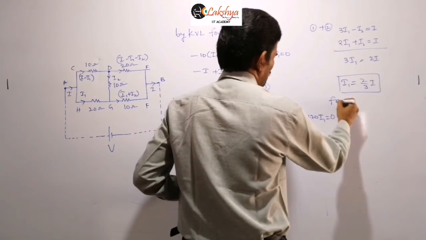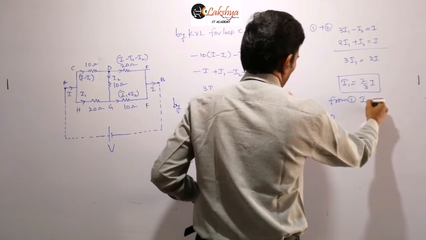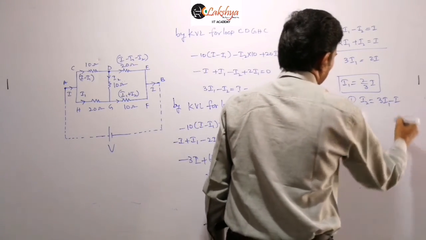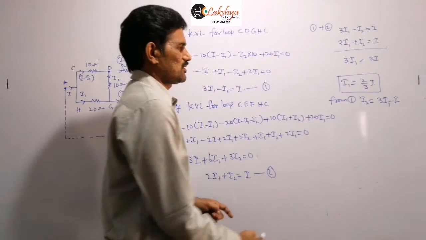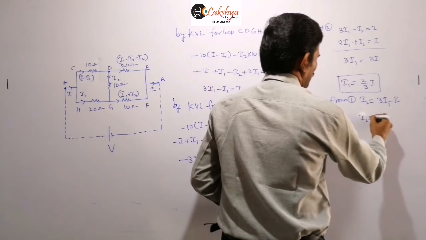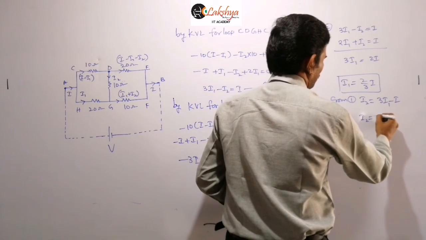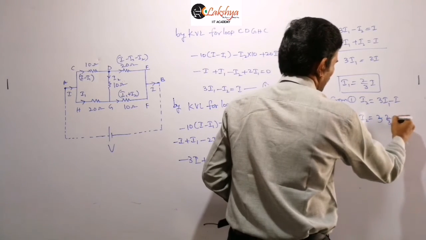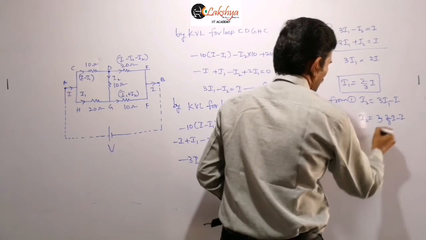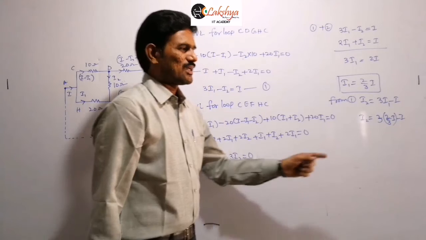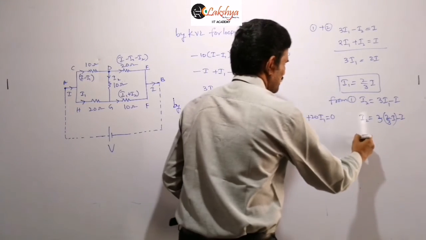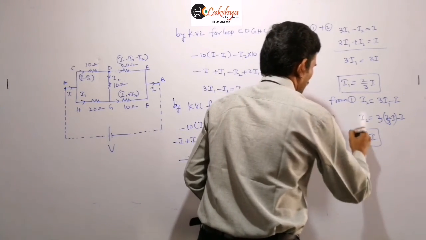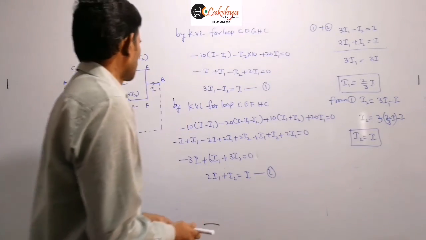Now from equation 1 I am writing here, I2 is equal to 3I1 minus I. And you can substitute that. Therefore I2 is equal to, if we substitute here, 3 into 2 by 3 I minus I. So by substituting this I1 value there, I2 is equal to I. So that is our I2 expression.